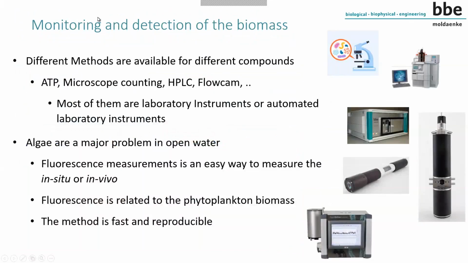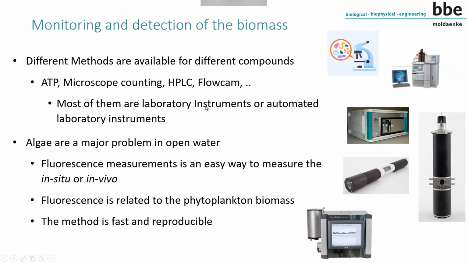About the monitoring and detection of the biomass, there are different methods. One is microscope counting, a little sketch here, HPLC, which is high pressure liquid chromatography, and the FlowCam, which is an automatic microscope. Most of them are laboratory instruments or automated laboratory instruments, but you need some manpower. The FlowCam has very little tubes and so on.